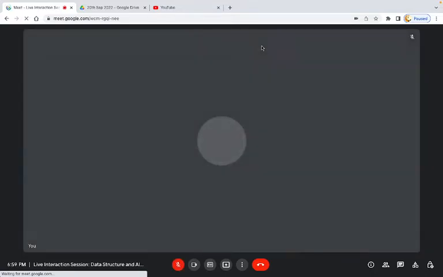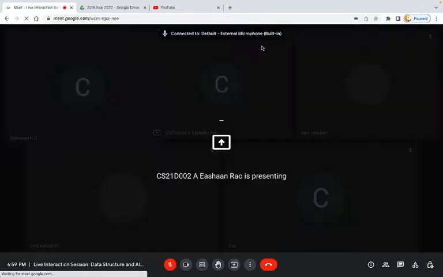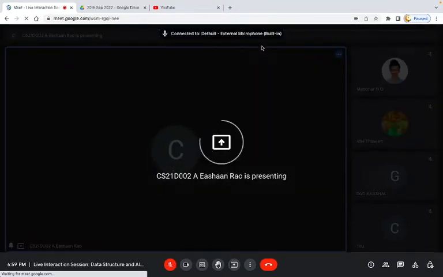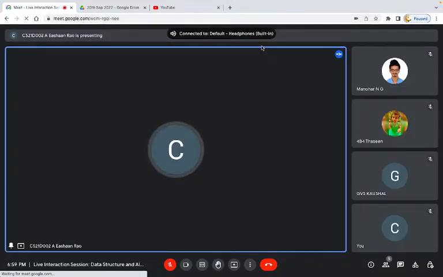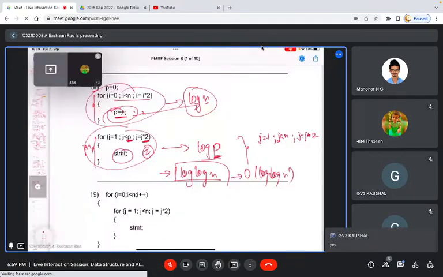Okay, so for this 18th question, since they are interconnected, you try to identify the time complexity of the individual functions. Can you see my screen as well? Just let me know. Okay, fine, thank you.